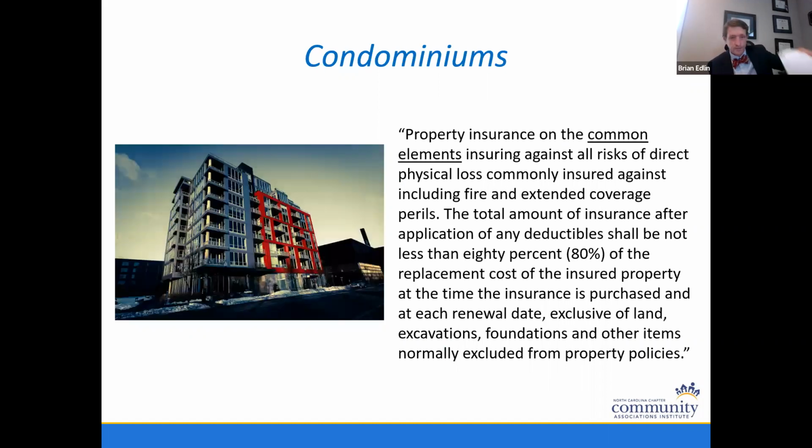So this is the language from the statute. It is property insurance on the common elements insured against all risks of direct physical loss, including fire and extended coverage perils. The total amount of the insurance after application of the deductibles has to be not less than 80% of the replacement cost. And as Andrew was just saying, the balance, if you only have 80% of the replacement cost, would most of the times be a common expense. Can you flip to the next slide?